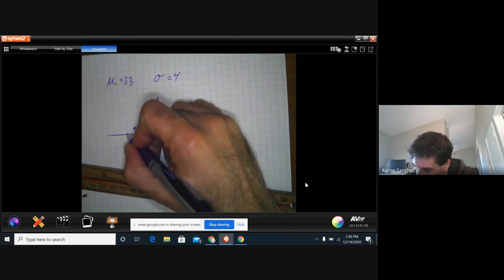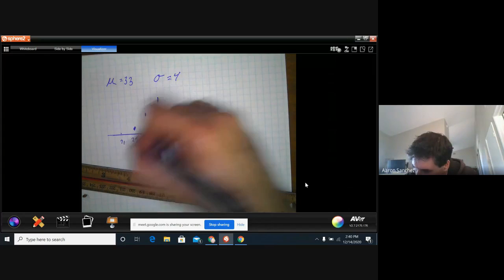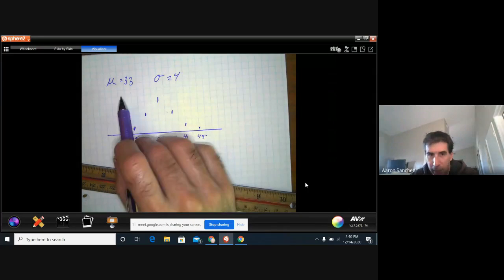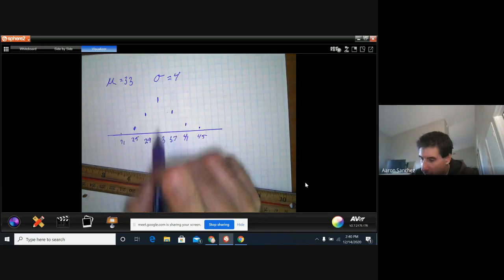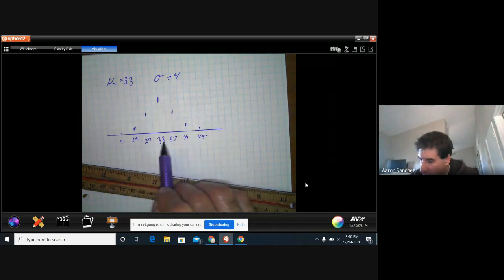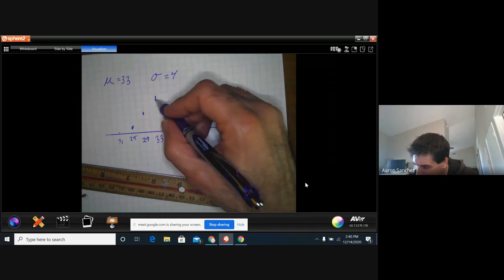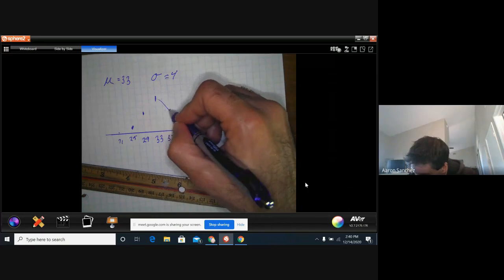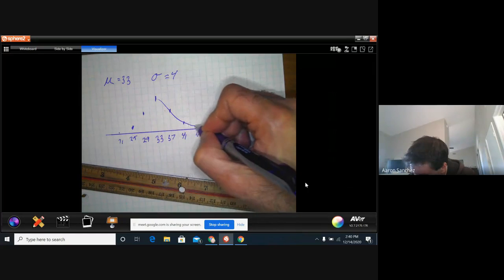And then we have one more. I'm just going to say we have here 21. So we made our curve based on the information that they gave. We have a mean of 33 and a standard deviation of 4. That means each of these increases by 4. So here we go. There's my curve.